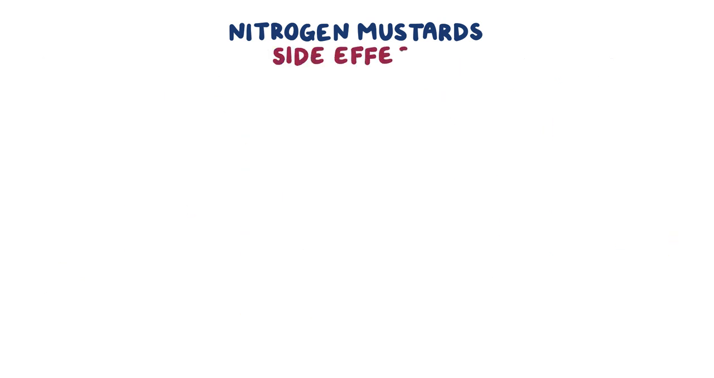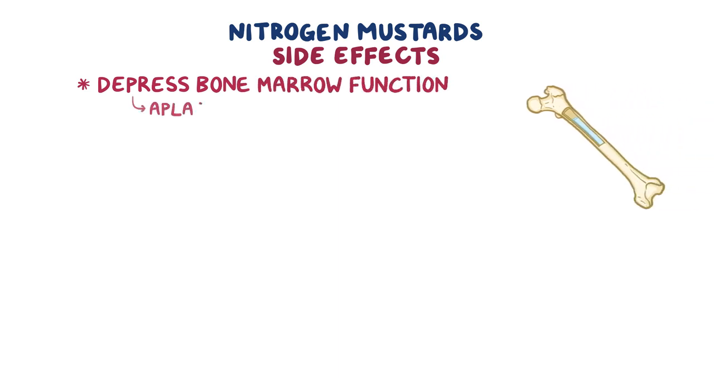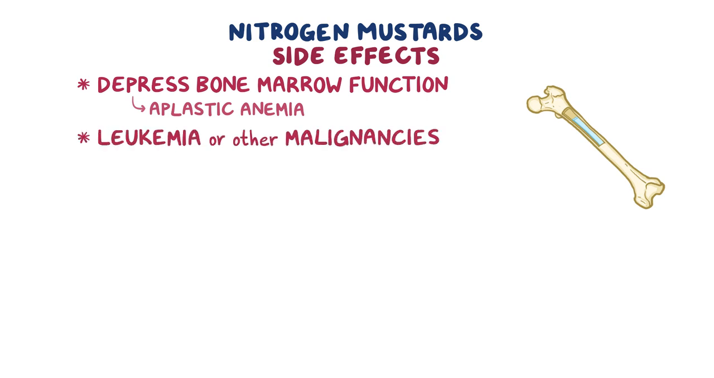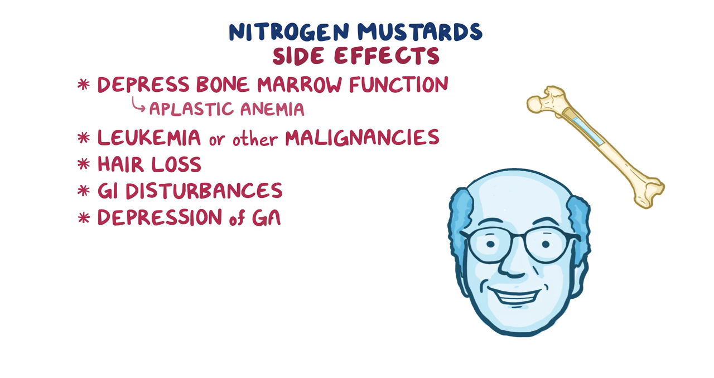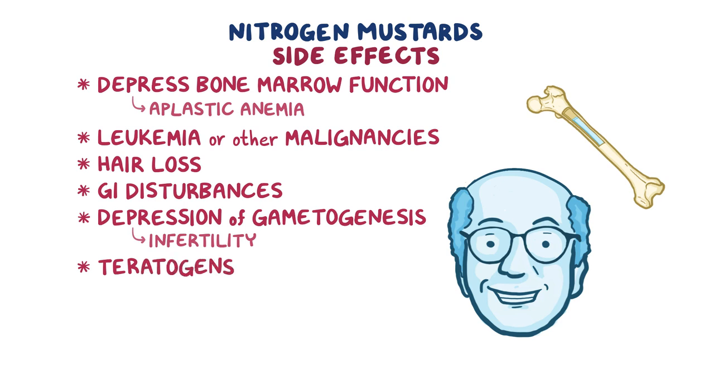In terms of toxicity, all alkylating agents depress bone marrow function and can cause aplastic anemia. However, the most dangerous thing is the risk of developing leukemia or other malignancies after prolonged use. Other common toxicities with these medications include hair loss, gastrointestinal disturbances, and depression of gametogenesis, which can cause infertility. Finally, alkylating medications are teratogens, meaning that they disrupt fetal development and can lead to birth defects.